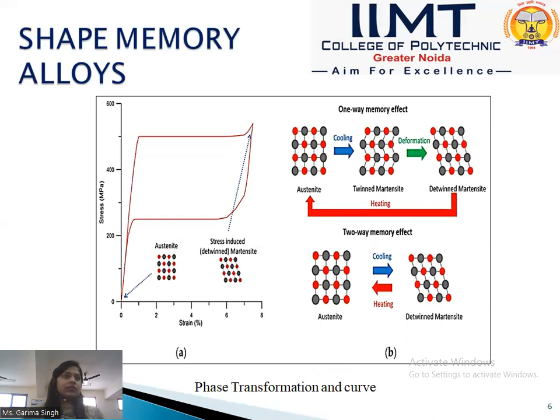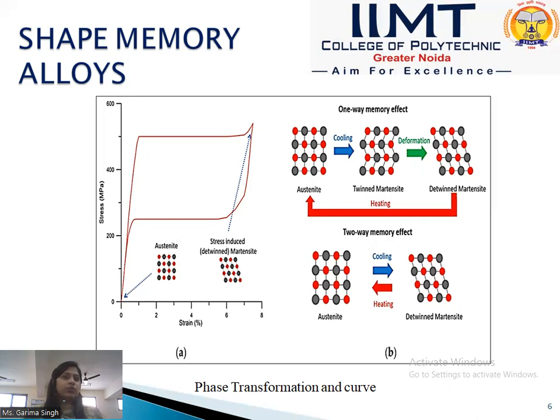In this particular slide, you can see that in the first, the one-way memory effect, what happens is that when austenite is cooled, it creates a twinned martensite. And after deformation, the detwinned martensite occurs. But when we heat the detwinned martensite structure of a solid again, it returns back to the austenite structure. This kind of effect is called the one-way memory effect.